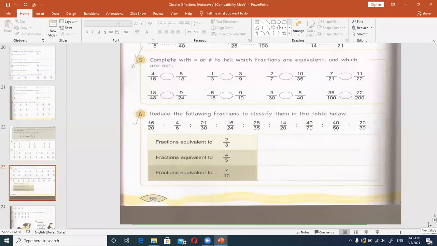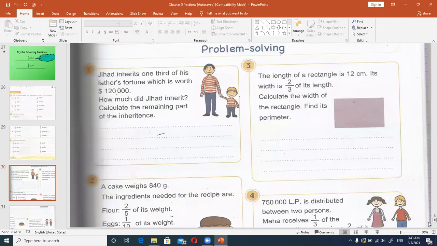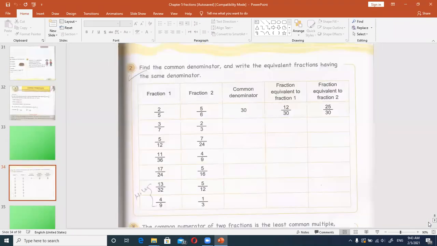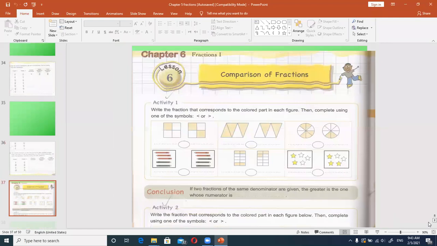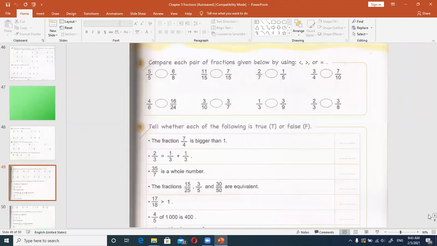We will compare the fractions by using less than, bigger than, or equal. But before we start, let's revise the types of fractions. Then I will give you time to start with exercise 6 alone, then we will correct it together.